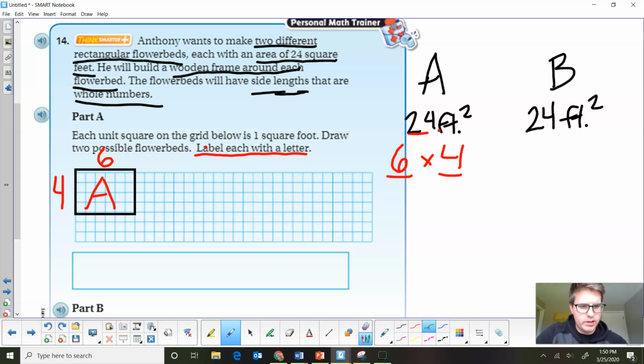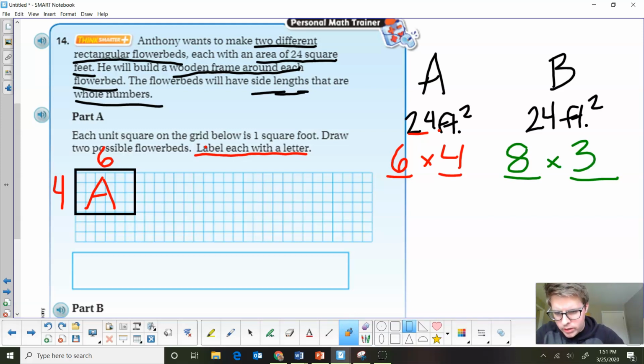Okay, switching colors here. Let's look at rectangle B. It's got the same area. So it's also going to have two factors that equal 24. What else equals 24 besides 6 times 4? What do you think? What do you think, London? You know who I forgot to call on? Michael. Sorry, Michael. You get the next question. What did you get, London? Yeah, I could do 12 times 2, but I'm going to do 8 times 3. 8 times 3, let's do it.